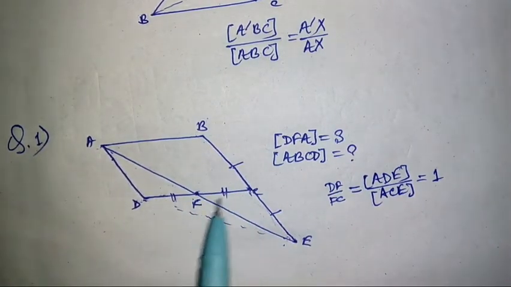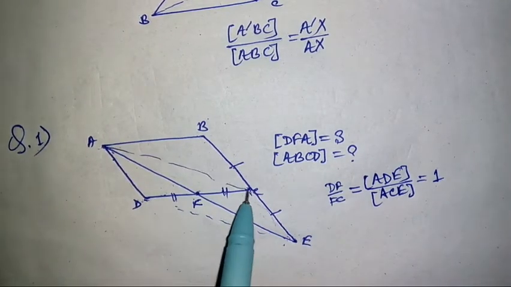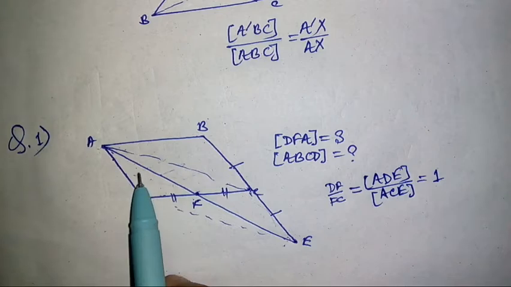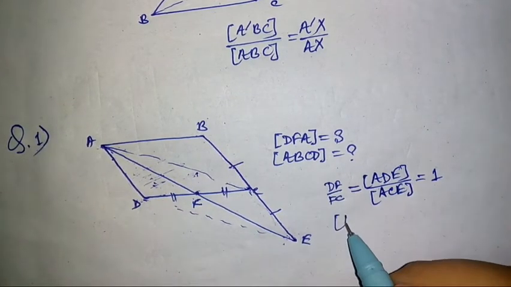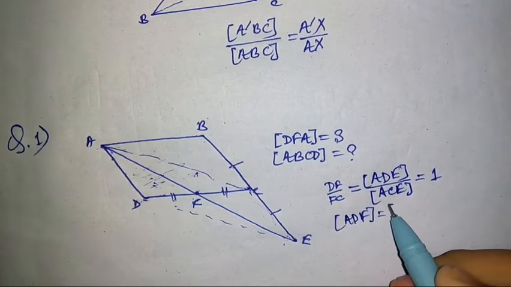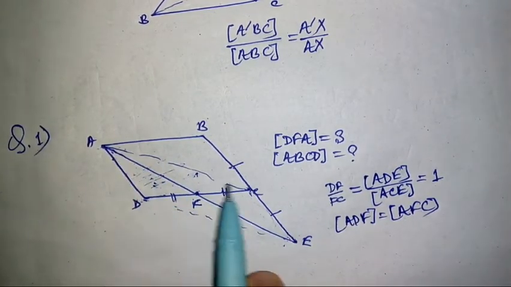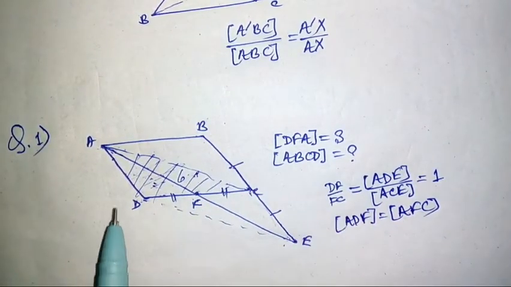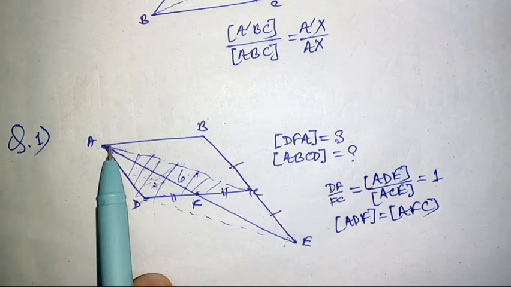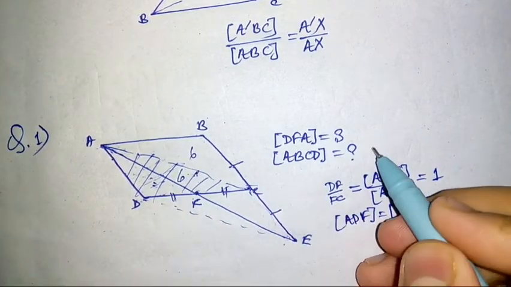Now once we have got DF equal to FC, we can very easily calculate. Since DF equals FC, if I join this, then the area of this one will be 2 times the area of this one, because both have the same area. That is, area of ADF equals area of AFC. Since both have the same area, area of ACD will be 2 times this, so area of ACD will be 6. Area of ACD is also equal to area of ABC, because the diagonal of a parallelogram divides it into 2 triangles of the same area, so this will also be 6, and our answer will be 12.